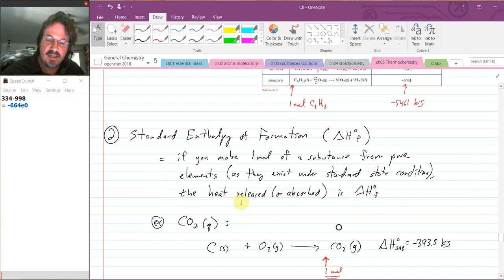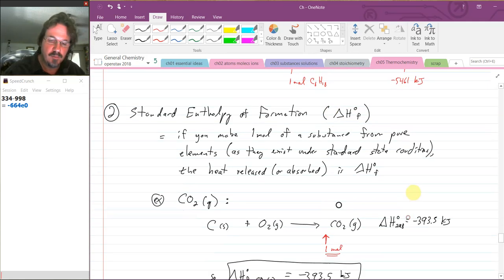what is the heat that's either released or absorbed for that reaction? For that reaction of taking the elements and creating my substance. That's what is defined as the delta H of formation. So I think that makes sense. You're forming something. What is the heat that's involved with that formation? Again, listing under standard conditions is typical.